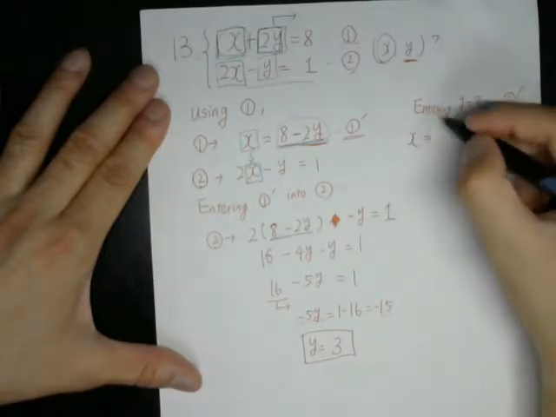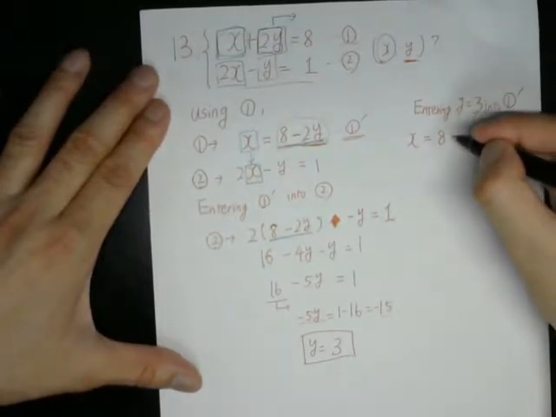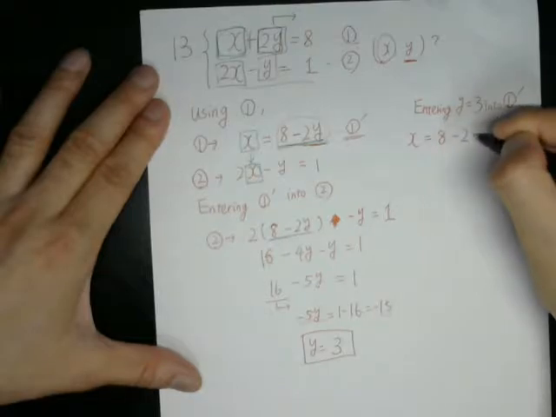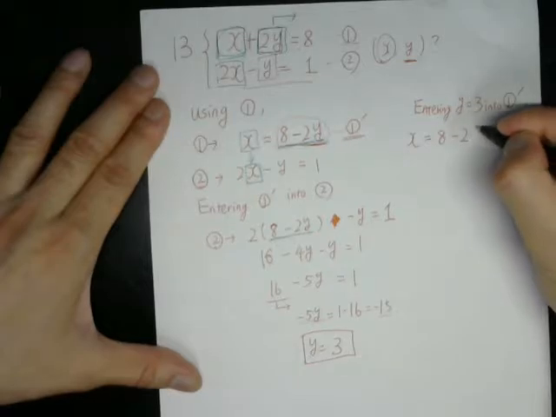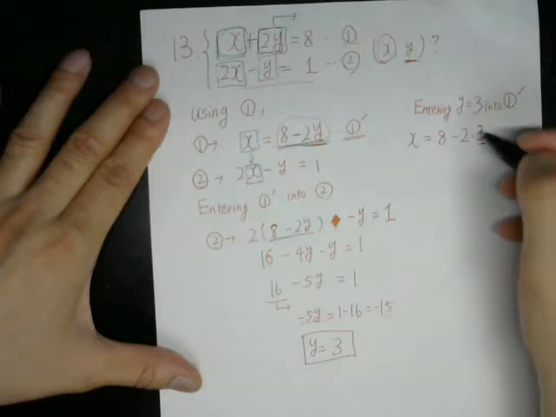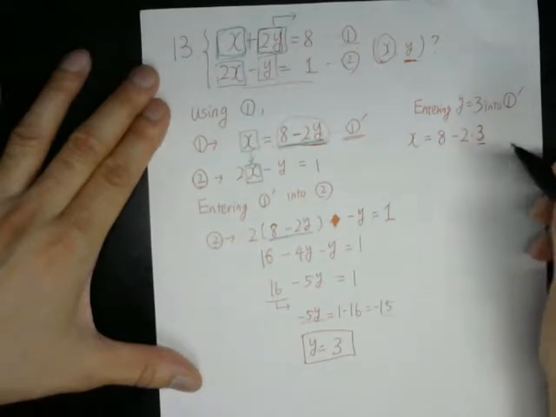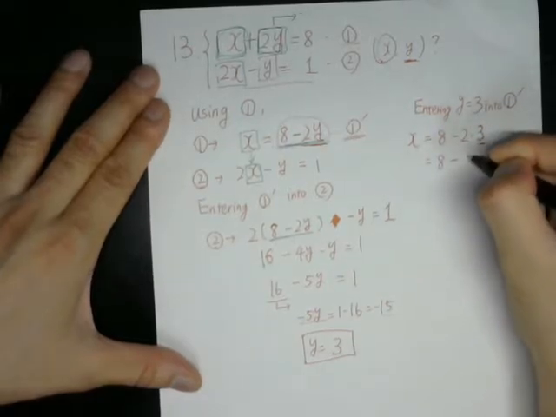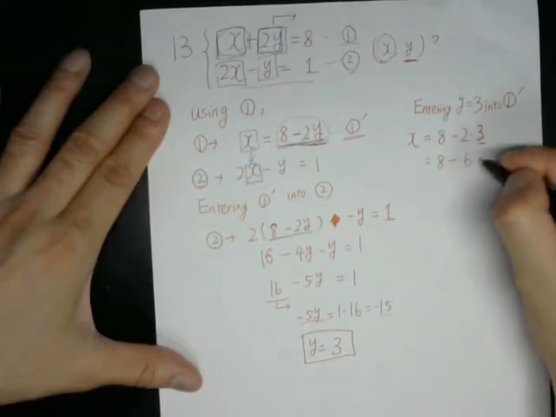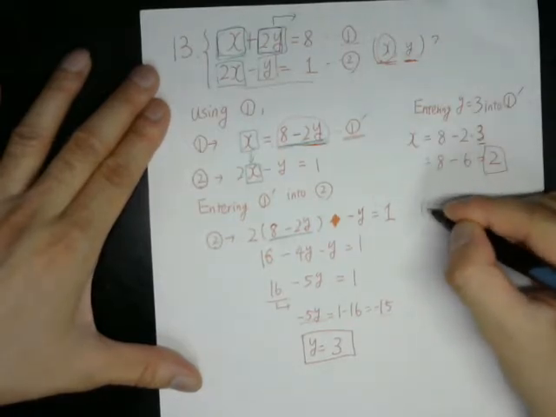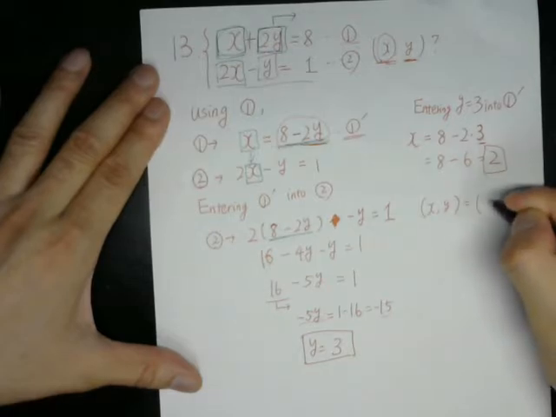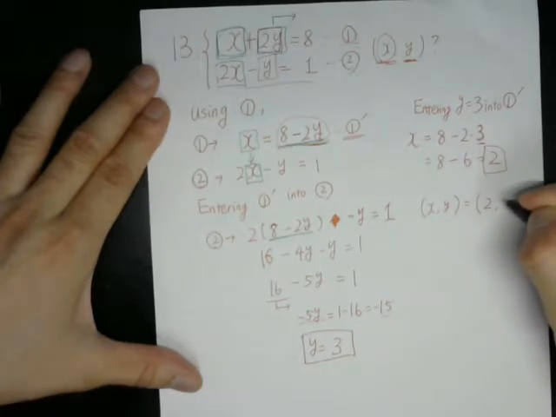So our x is now 8 minus 2 times y, but y is found to be 3, so let's write that as a 3 here. That was our y, but it's now 3. Okay, so 8 minus 6, 2 times 3 is 6, equals 2. So that's another result. Okay, so the answer is x equals 2 and y equals 3.